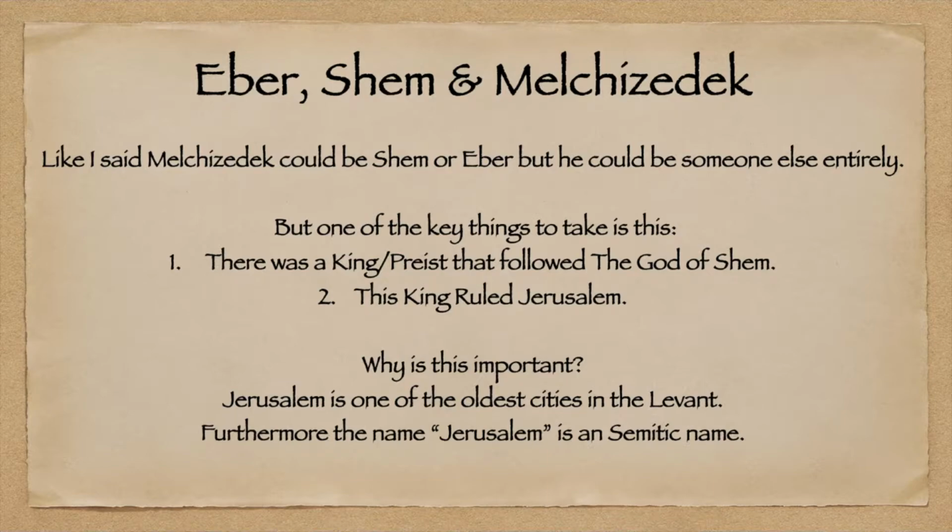But one of the key things to take from this is that there was a king and priesthood that followed the God of Shem. Keep that in mind. There was a king and priesthood that followed and knew about the God of Shem. And two, there was a king that was ruling in Jerusalem. So why is this important? Well, Jerusalem is one of the oldest cities in the Levant. Therefore, the name Jerusalem is a Semitic name.